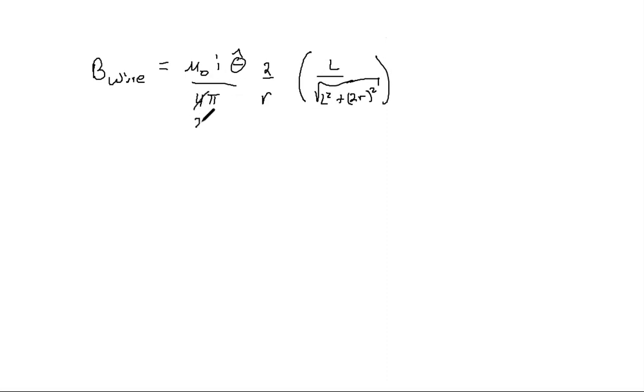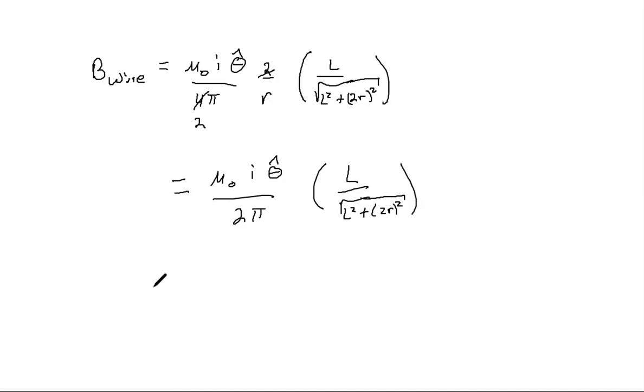Cleaning these up a little bit gets me right where I want. This equals mu naught I theta hat over 2 pi r times L over the square root of L squared plus 4 r squared.